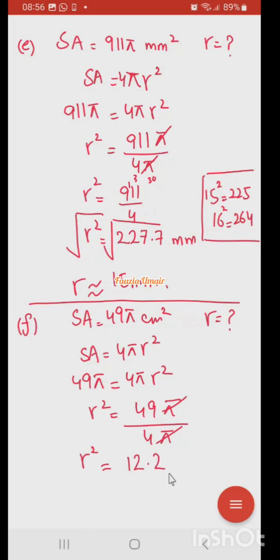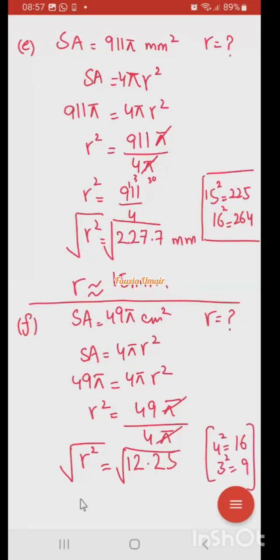12.25, right? So now we need to take square root on both sides. So 4 square is 16 and 3 square is 9. So which number is it close to? 9? Yes. Is it in the middle?